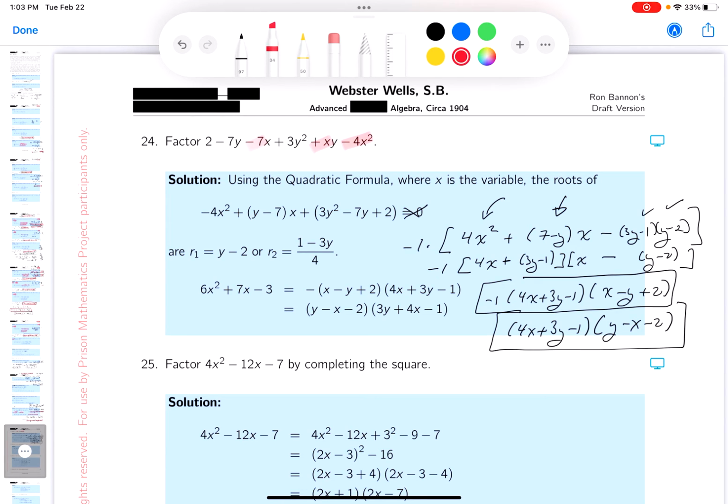Now, before I conclude I'm correct over here, I want to look at the key. Y minus x minus 2. I see that right over there. 3y plus 4x minus 1. Now, granted, things might be in different order, but that's fine. Additions are commutative. I see this. Do I see this one, which is minus, I see that, x minus y plus 2. Do I see 4x plus 3y minus 1? Yes, I do see that. All right, so that's the way I like doing it.